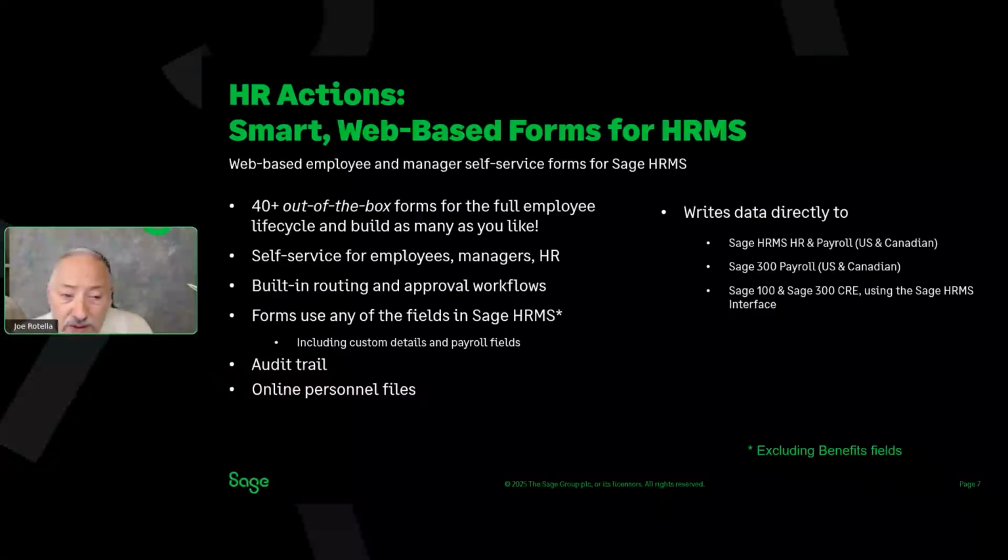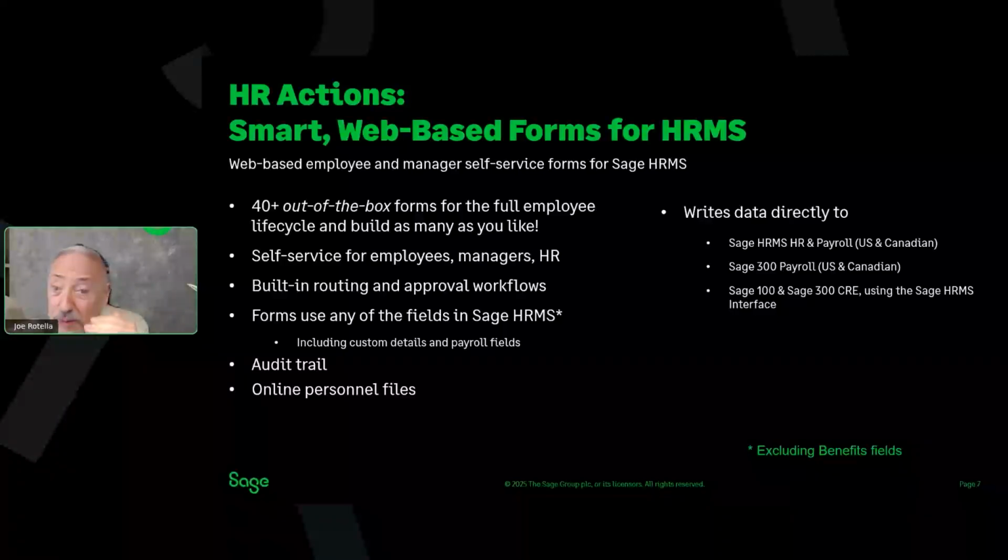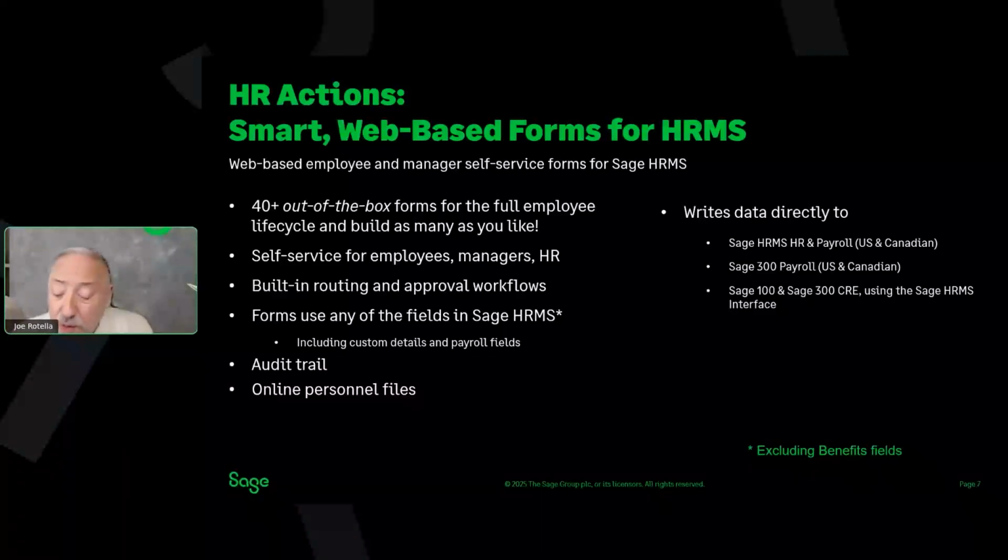And those forms have built-in routing and approval workflows. So at the bottom of the form, if you want, you can put a little area where it goes from person to person to person sequentially and lets them approve or reject the form. They can even send it backwards in that electronic routing slip. There's also a very detailed audit trail, so you always know exactly where a form is at any time, and you can see where it's been and who did what. These forms are all available online, so now you have an online personnel file.